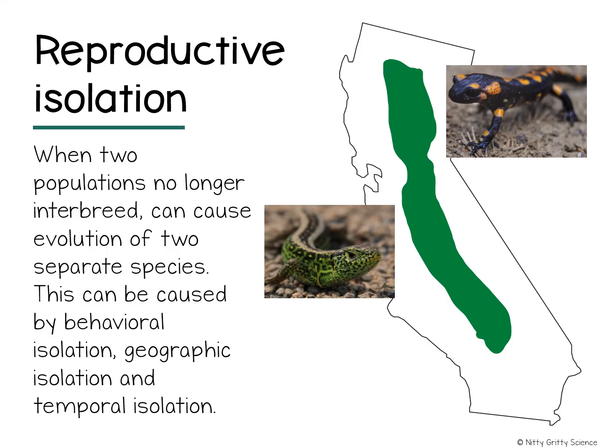And another factor is temporal isolation. Temporal isolation is when species that could interbreed do not, because the different species breed at different times. This temporal difference could occur at different times of the day, different times of the year, or anything in between.